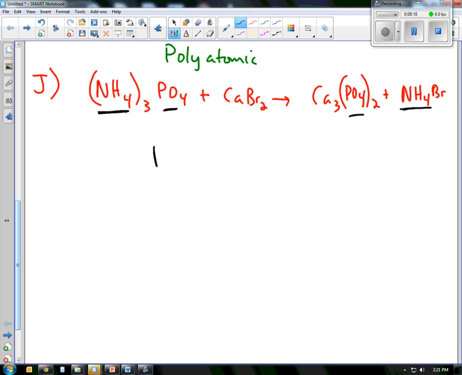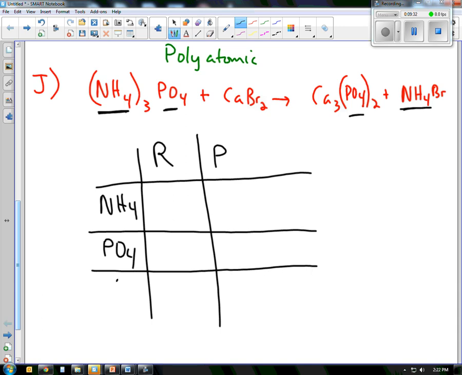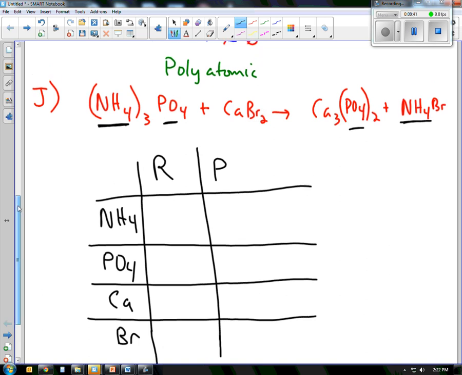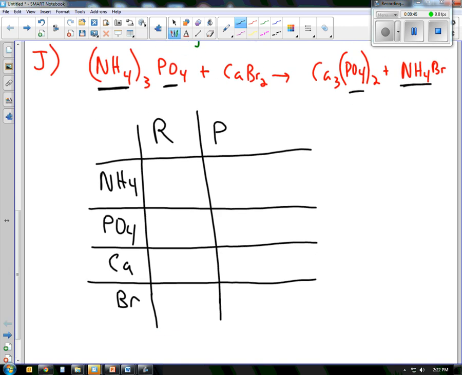So when you make your chart for this, it's going to look a little simpler if we say we're going to balance NH4 as a group. We're going to balance PO4 as a group. We're going to balance calcium, and we're going to balance bromine. And that just gives us a little bit better, a little simpler way of doing that. Now you handle it exactly the same as you always have.